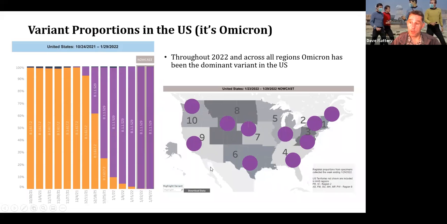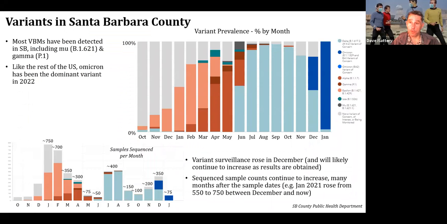This is looking at it by regions. Omicron is the flavor of COVID that's going around now. And the same is true in Santa Barbara County. Over the course of the pandemic, we've detected almost all the different variants. And if we look at what's been sequenced so far in January, it's only about 75 sequences that have been returned, but they're almost all Omicron. So it appears to be the dominant variant in Santa Barbara, just like the rest of the US.